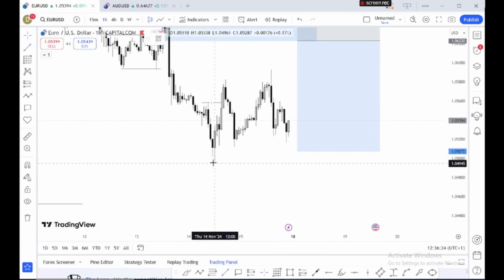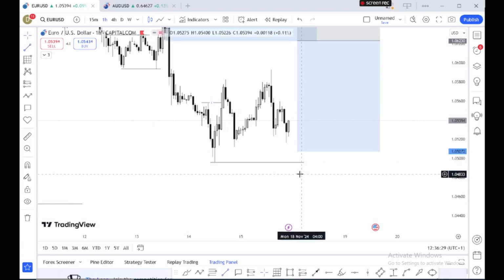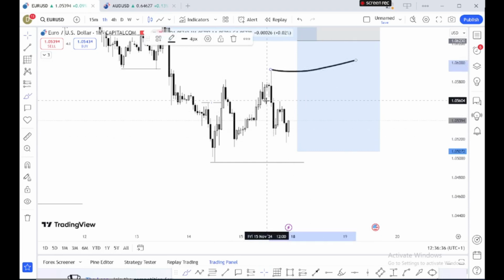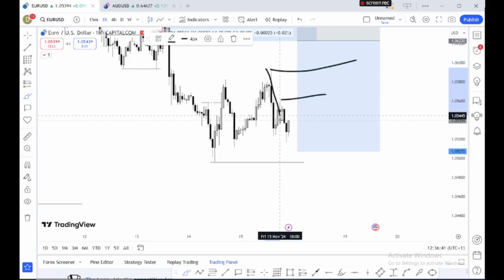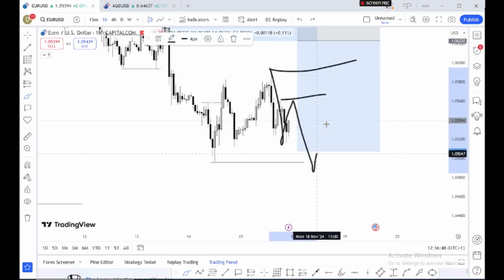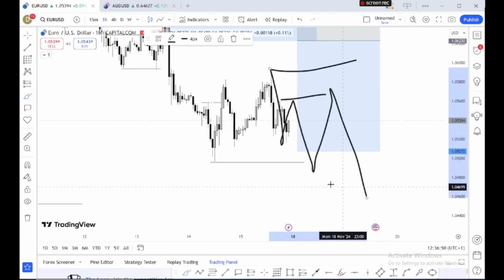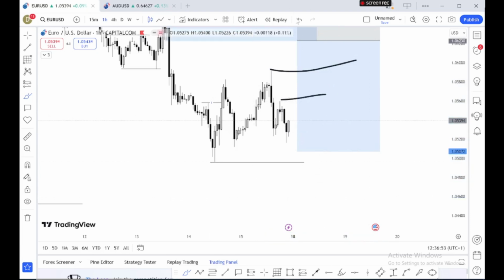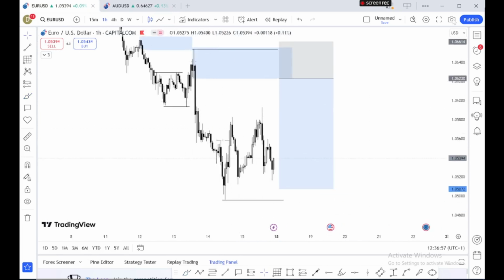Another scenario is if the market comes back to take out this low. So what are we looking out for? Once this low has been taken out, it means that this will be our new high, and probably if market creates inducement, if market comes back here like this, this will be our inducement, then we can sell. So that's what I'll be looking out for. But currently, this is what I'm positioning for on EURUSD.